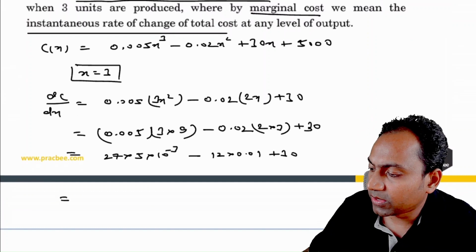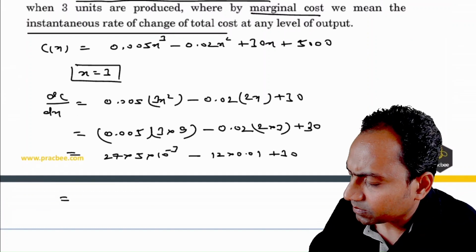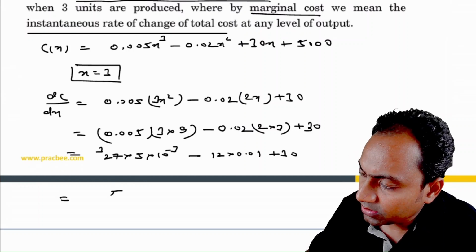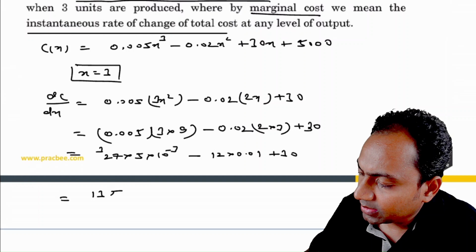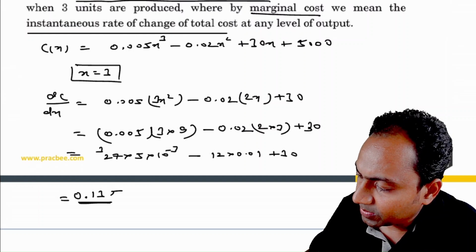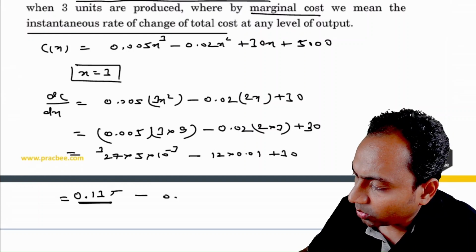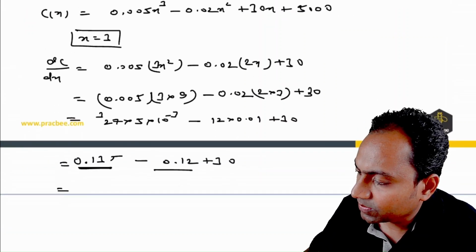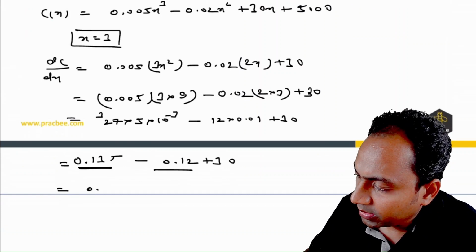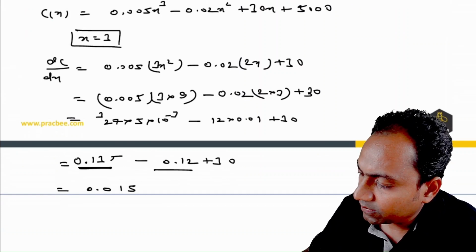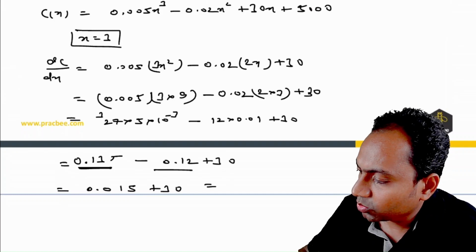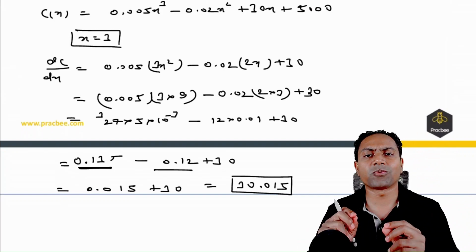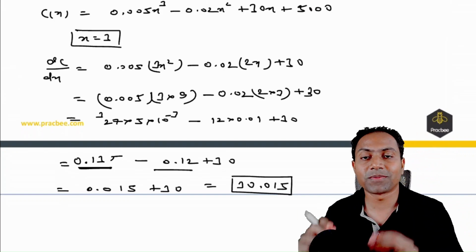So if I simplify, 27 into 5 is 135, so with 3 decimal places this becomes 0.135, minus 0.12, plus 30. So let us take the sum of these two first. This becomes 0.015 plus 30, and that comes out to be 30.015. So this is the answer that we are getting. You can check my calculation. If by chance I have done something wrong, you can correct it, but the method remains the same.